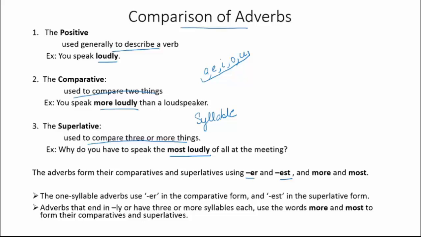That will help you determine what would be added to the adverb to make it comparative or superlative, whether ER or more, or EST or most. The adverbs with one syllable, we add ER at the end for comparative and EST at the end for superlative. The adverbs that end with ly or the ones which have three or more syllables, we add more in comparative and most in superlative. Let's see some examples.